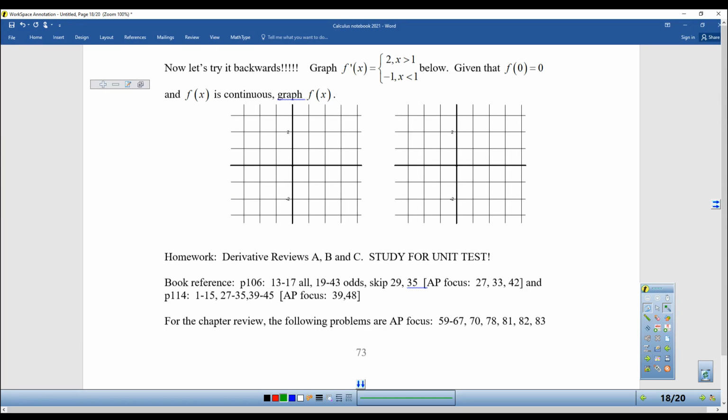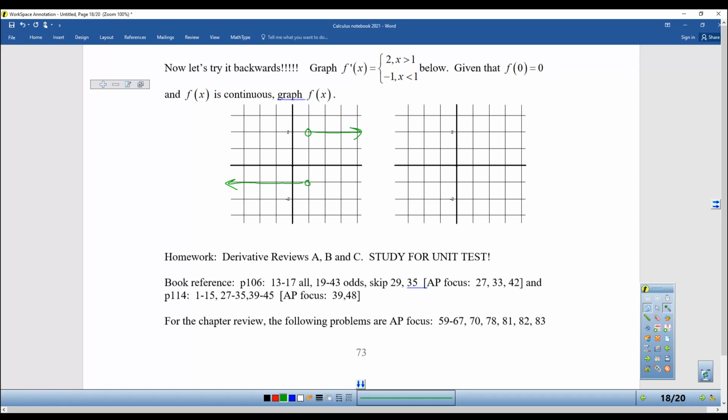Last one. Ooh, now we're going to try it backwards. All right. F prime of x is 2 for x greater than 1. By the way, you should really try this one on your own and turn it off and see if you can figure it out. It's a puzzle. It's kind of fun. So for x greater than 1, I'm going to be up here at 2. It looks like that. For less than 1, I'm down here at negative 1.